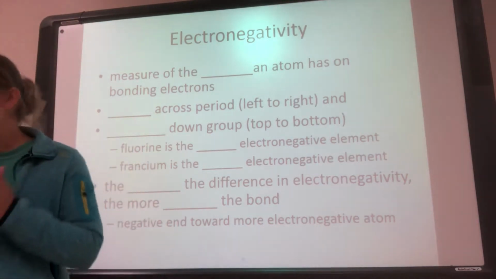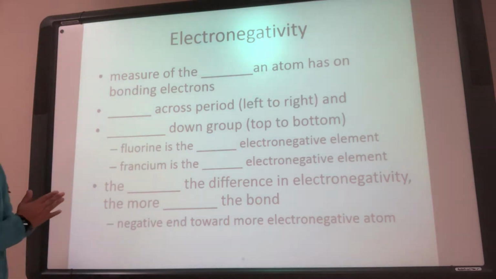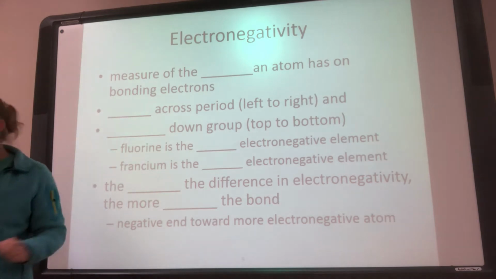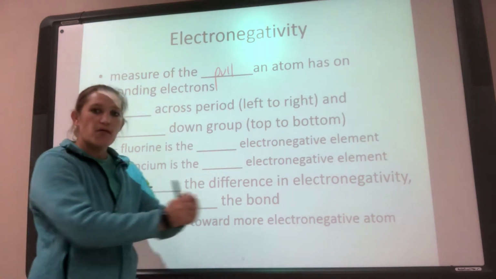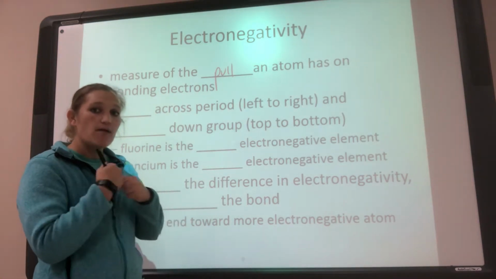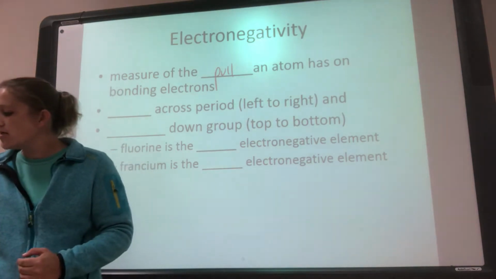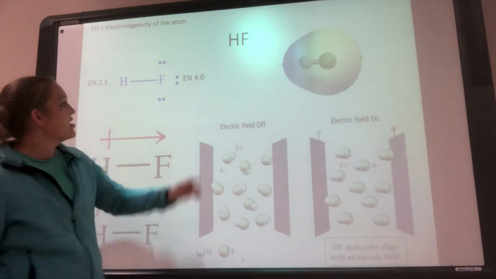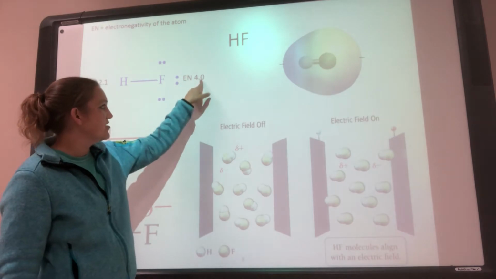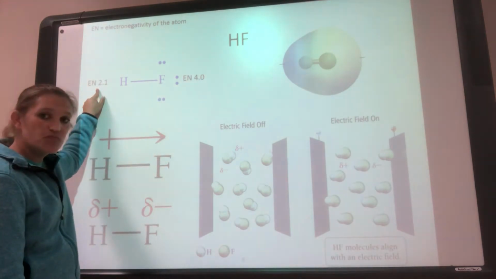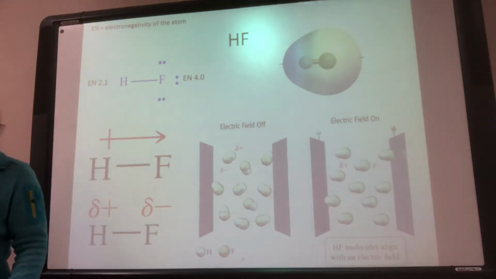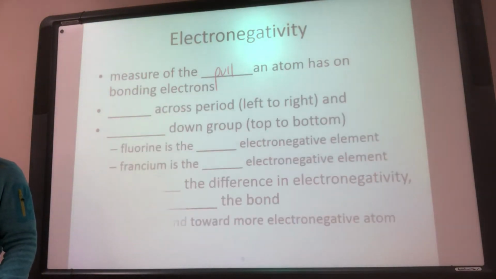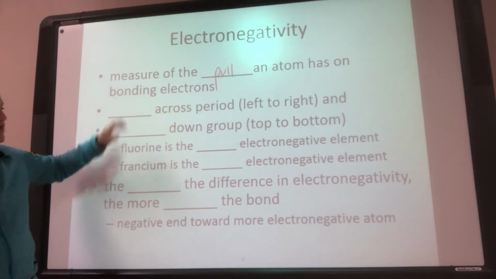All right, so what is electronegativity? Electronegativity is the measure of the pull an atom has on bonding electrons. So we talked about that pull between the electrons. If I'm more electronegative, so in our example, fluorine had a higher electronegativity of 4, where hydrogen was a 2.1. If I have a higher electronegativity, I pull more. So I have a higher pull on those bonded electrons. Okay, measure the pull on bonding electrons.